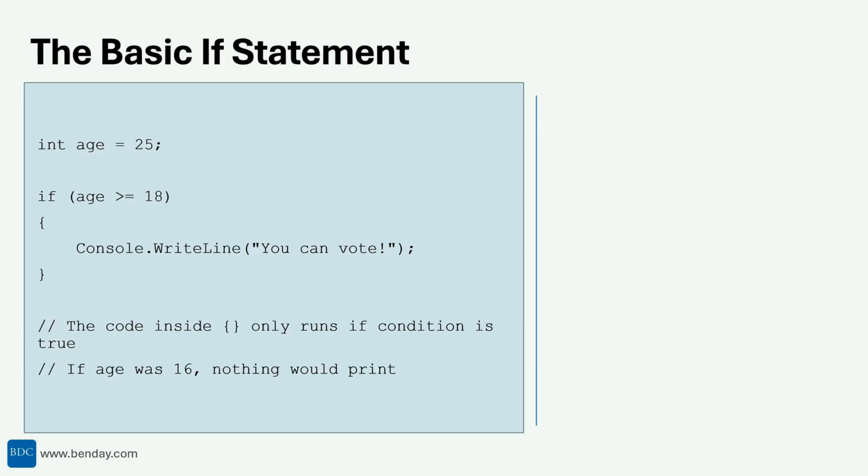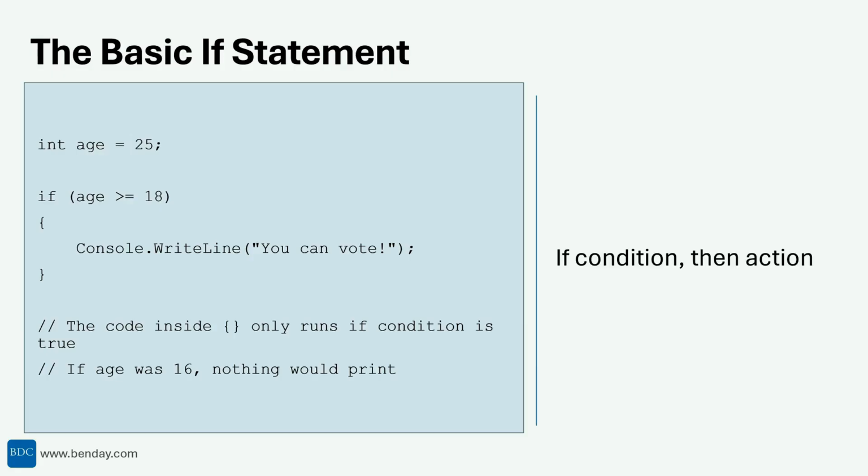Up until now, our programs have been pretty dumb. They do the same thing every time. But real programs need to react to data, make choices, handle different scenarios. That's where if-else comes in. It's literally how we teach computers to make decisions.